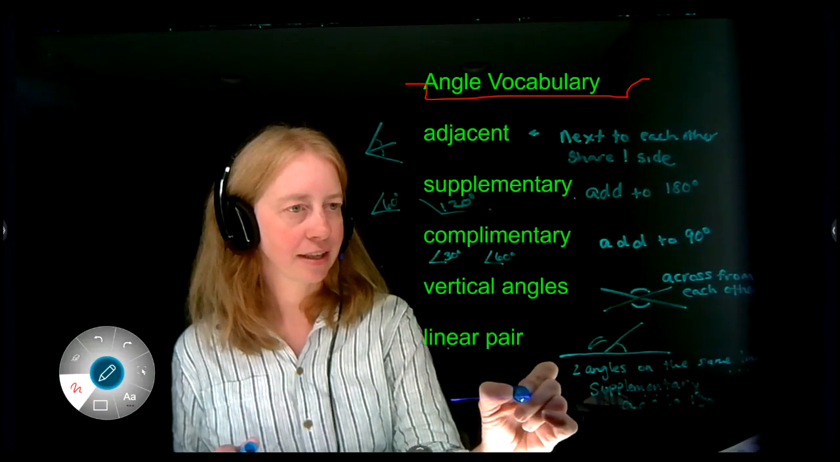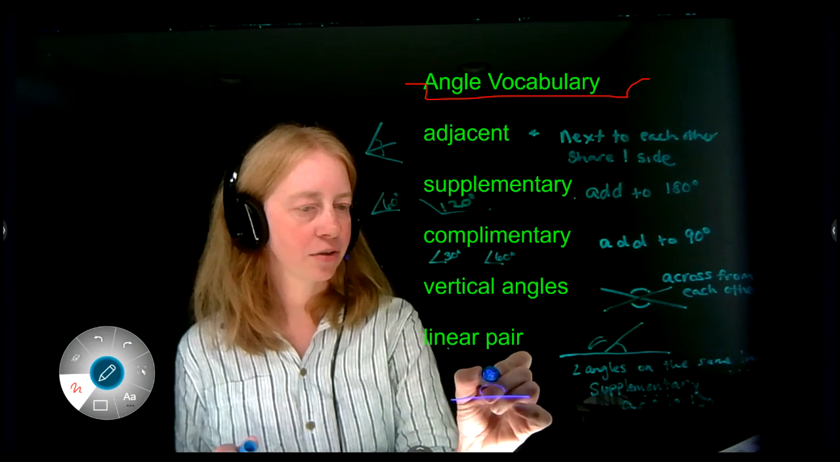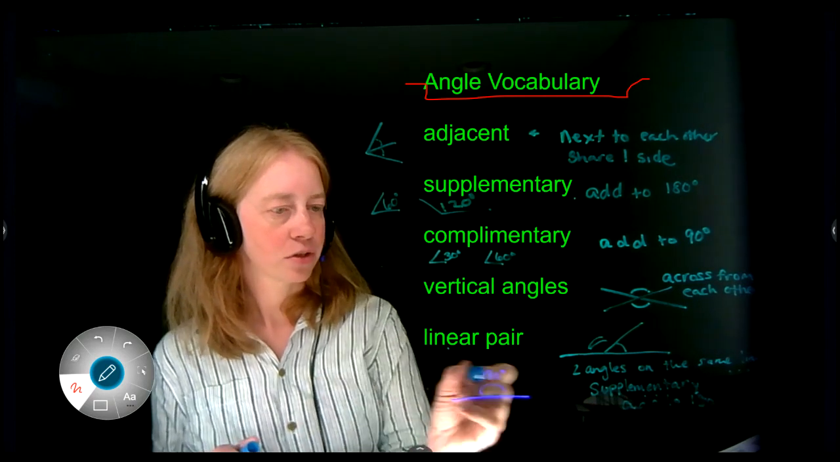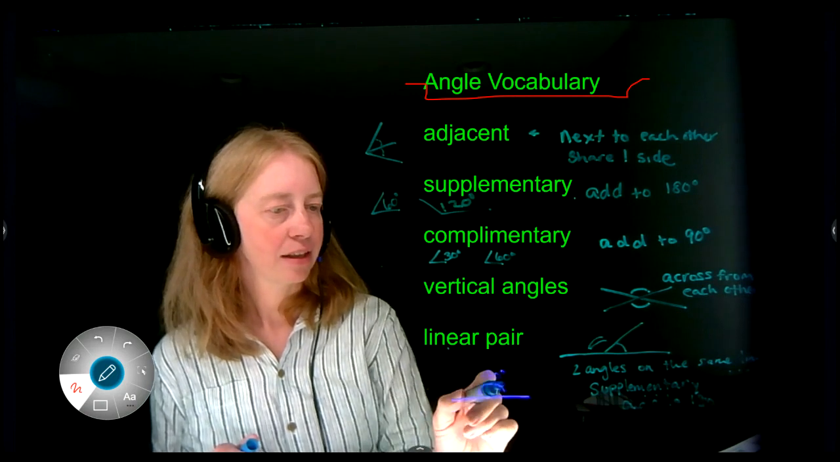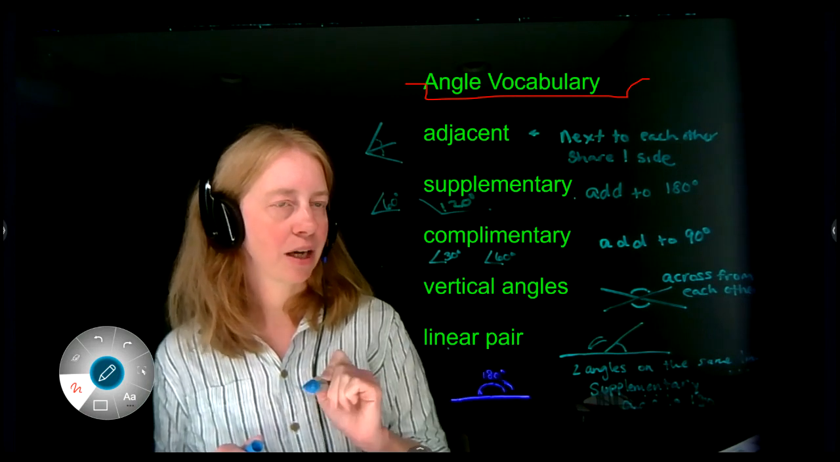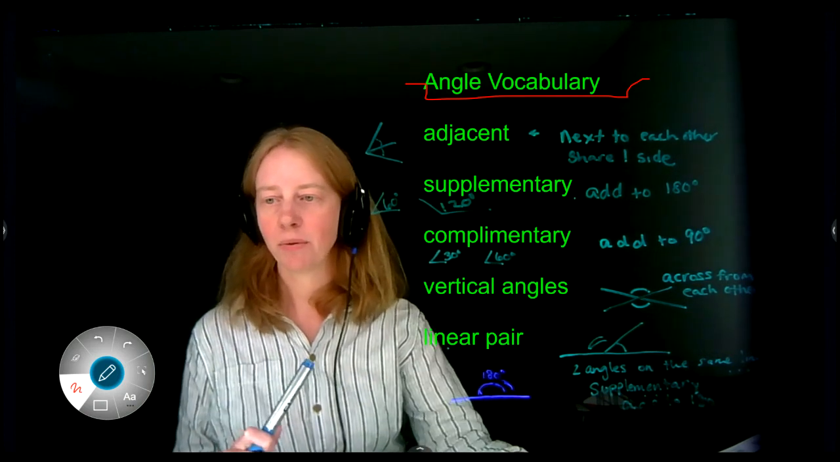So a straight line like this whole thing is 180 degrees. Okay, so if you were to have an angle in the middle of that, this part plus this part would be 180 degrees, right? So hopefully this helps a little bit with the vocabulary.